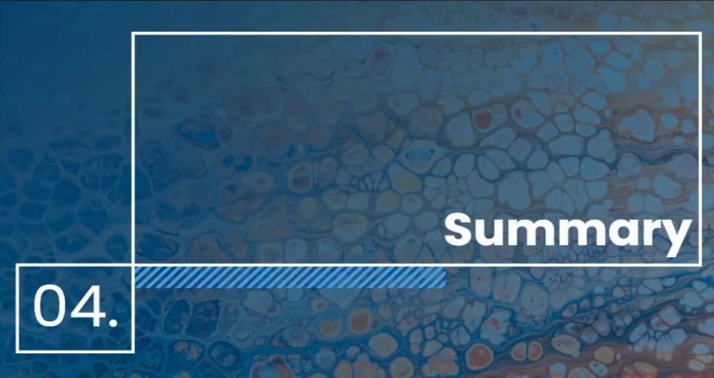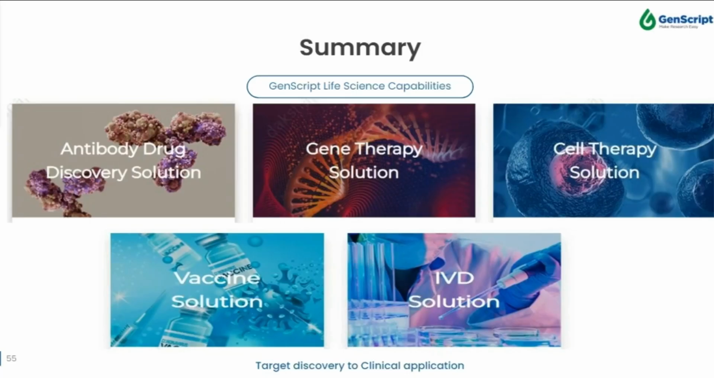So in summary, for cell and gene therapy, we offer various services and products. Most importantly, we offer GMP grade material and customizable options for different stages of research and clinical development. Overall, GenScript aims to provide researchers and industry with the tools and services needed for developing and delivering safe and effective gene and cell therapy.